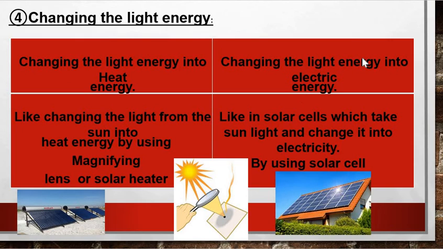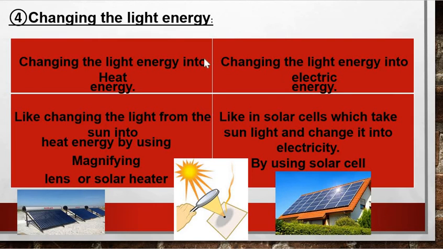Okay, it's changing the light energy into electric energy by using the solar cell. This solar cell collects the light energy and changes it into electric energy, or gives us electricity. This produces electricity by collecting the sunlight, or the light energy coming from the sun.